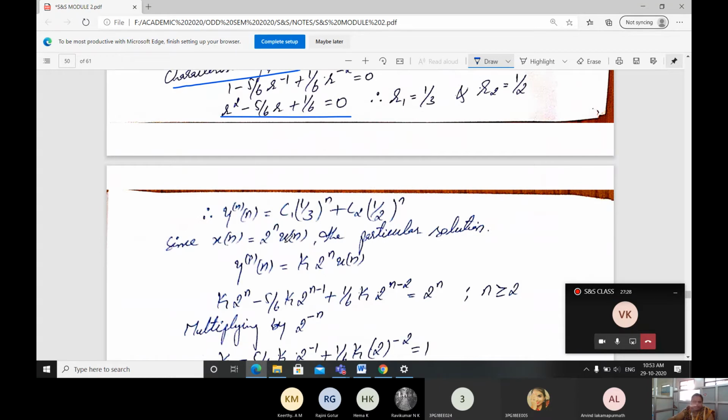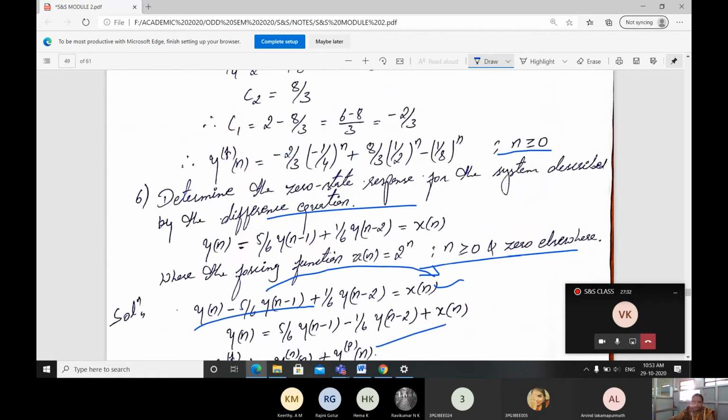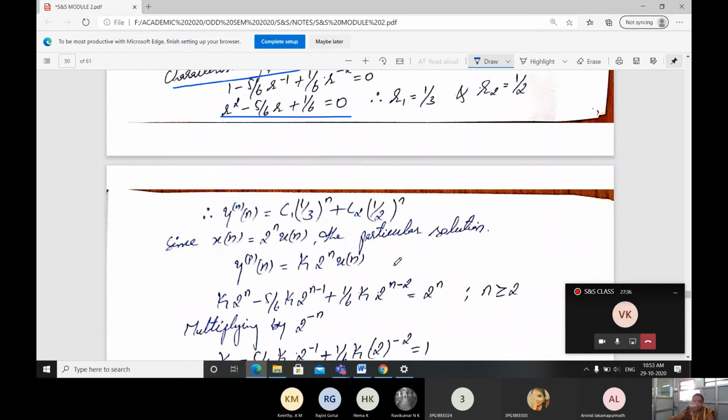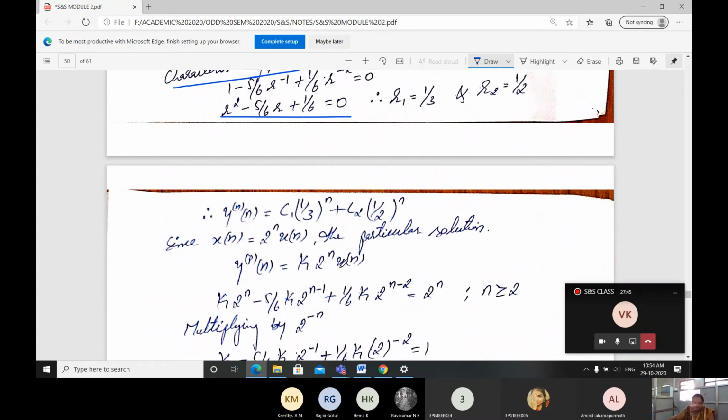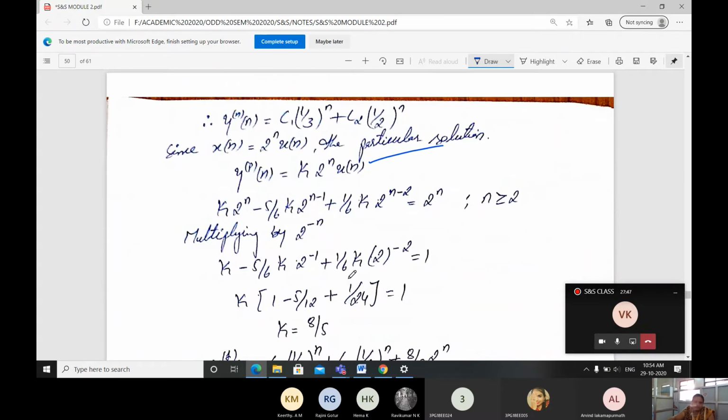Then since x of n is 2 raised to n, here it is given only 2 raised to n. In 2 raised to n into u of n, it is 1 only. For that reason, here u of n is, I think it's there, I skipped that. Okay, k into 2 raised to n u of n.